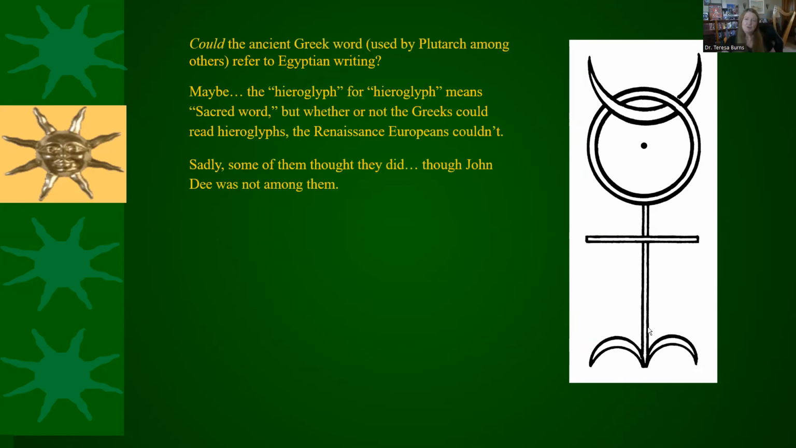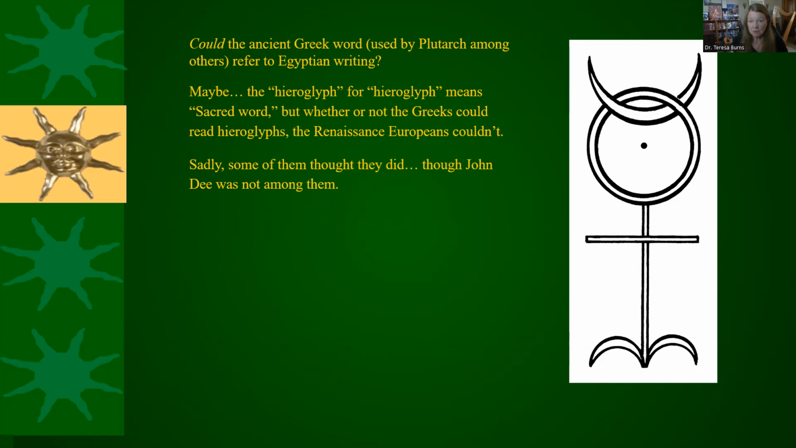Now then, let's change the question a little and say, could the ancient Greek word that was used by Plutarch refer to Egyptian writing? And that's where the jury's still out. It's kind of a fascinating question because the word, the hieroglyph for hieroglyph, now talking about the way we use it now, the ancient Greek hieroglyph for hieroglyph means sacred word. What we don't know is the Greek word a back formation from that.